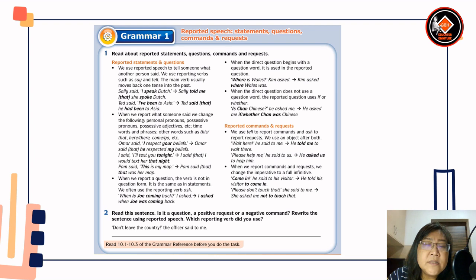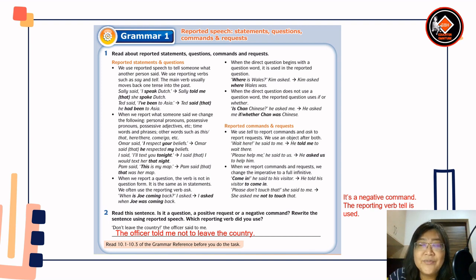Now read this sentence. Is it a question, positive request, or a negative command? Rewrite the sentence using reported speech. Which reporting verb did you use? Let's look at the sentence. "Don't leave the country," the officer said to me. So it is a negative command. The reporting verb tell is used. The sentence: the officer told me not to leave the country.